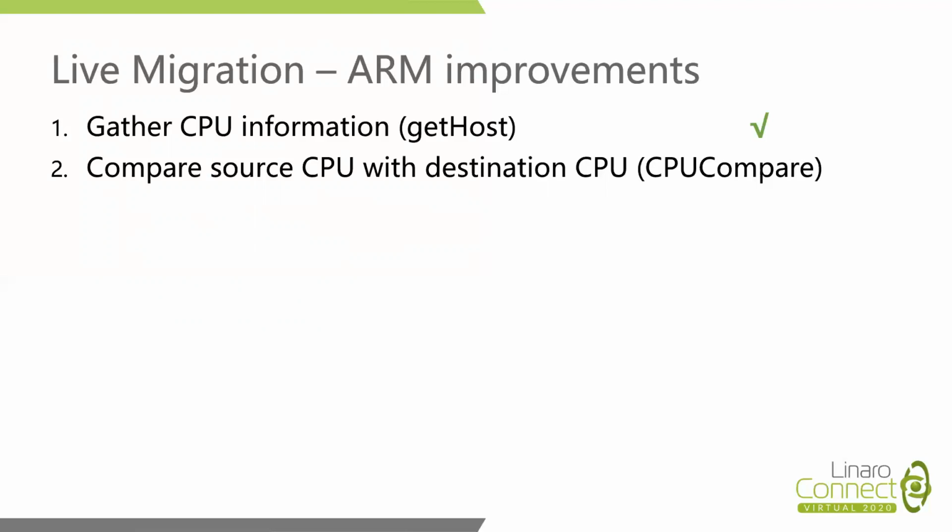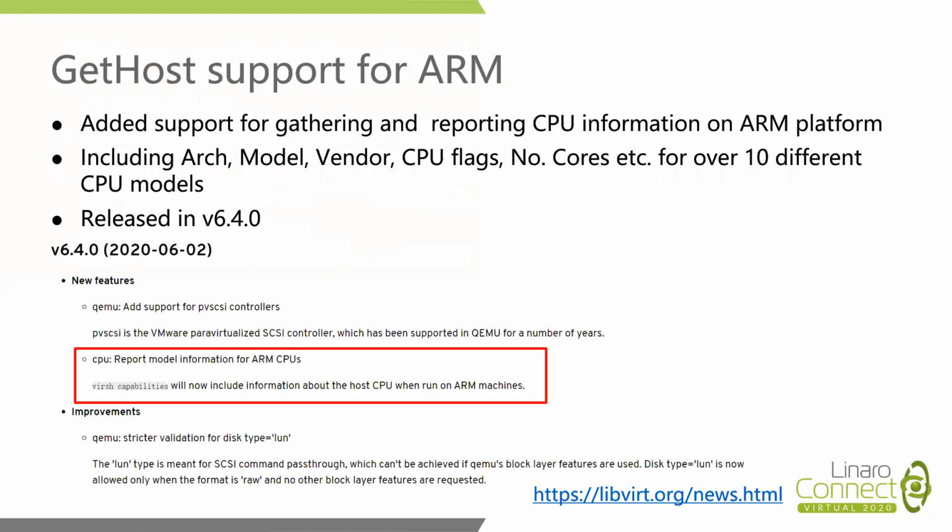So we did some improvements. The first one has already been merged and released in Libvirt 6.4.0. We can now gather and report CPU information on ARM platforms. The information includes CPU architecture, model, vendor, CPU flags, and others. This will provide enough information for CPU checks in migrations.